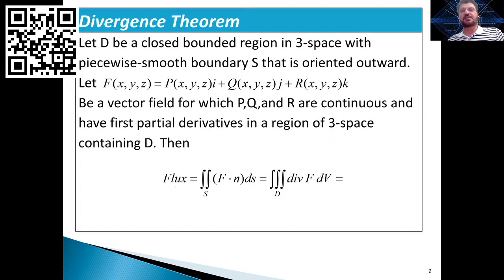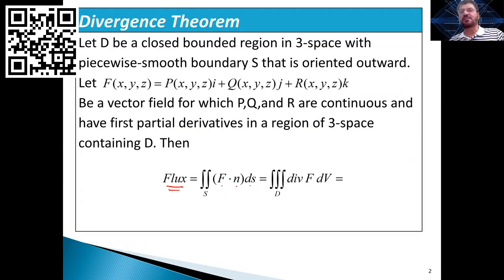In the flux, the divergence theorem says let D be any closed bounded region, and F, the force function, be a vector, and then this is all continuous. Then the flux here, remember the flux is what? F dot N times ds, right? This is a double integral. We did it in the previous sections.